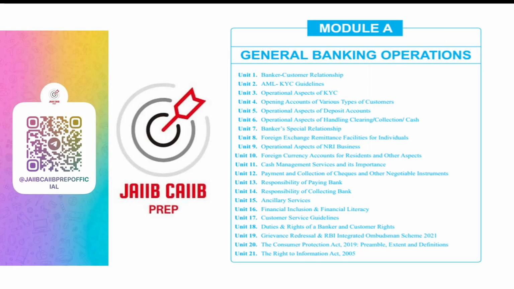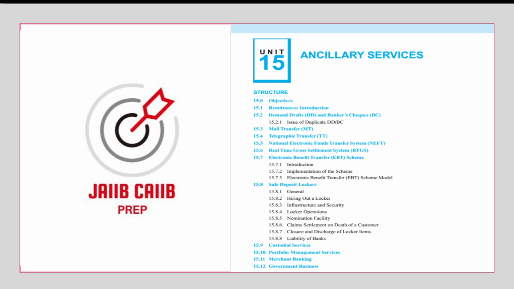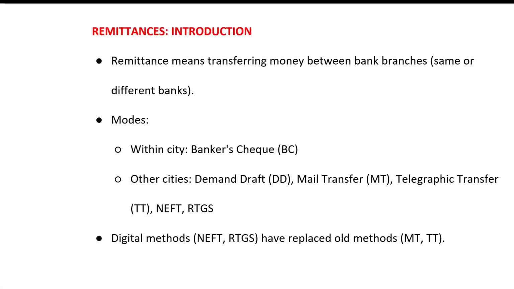In today's video, we're going to discuss unit number 15, ancillary services. In this particular unit, we'll understand remittances, different modes of remittances like demand draft, banker checks, NEFT, RTGS. We'll learn about safe locker deposits and different kinds of services like custodial service, PMS, merchant banking, government business. We'll check your progress and do some practice questions. So let's begin our video.